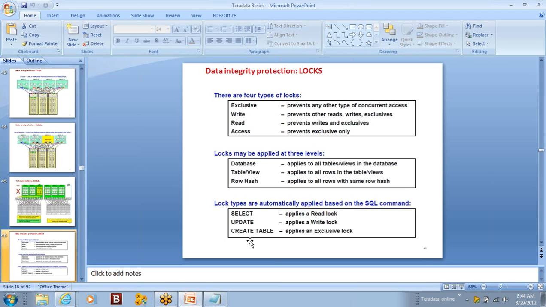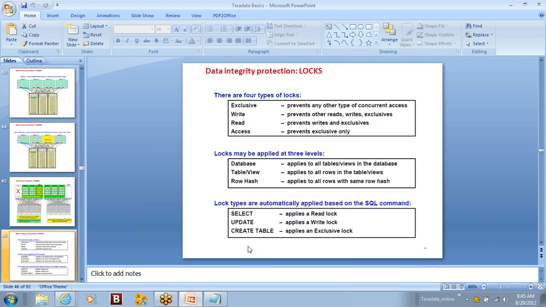Okay, and then these are the default locks obtained whenever you execute a DML, DCL, any of the queries. Okay, if you write a select query on the object, the default lock obtained is read lock. Okay, if you do an update or insert, then it would be a write lock. Okay, if you do a create table or alter table, then it would be an exclusive lock. So these are the default locks obtained.